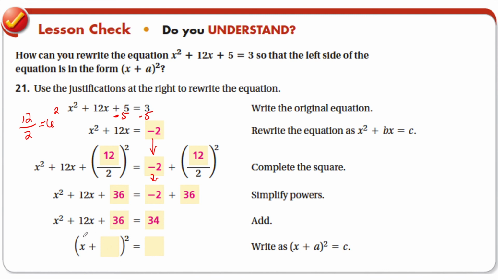And the very last little bit is to complete the square. Again, if it was inside the parentheses up here, it's going to be inside the parentheses down here. So originally it would be 12 over 2, but 12 divided by 2 is 6, so I'm going to put a 6 down here, and then that is going to equal your 34. And that is in the form x plus a, squared, equals the c.